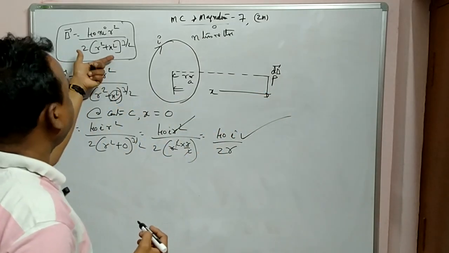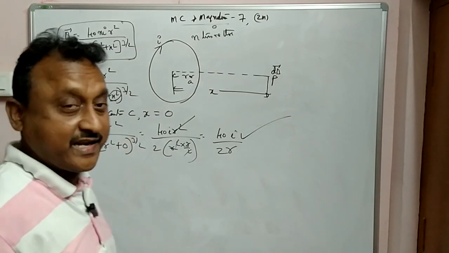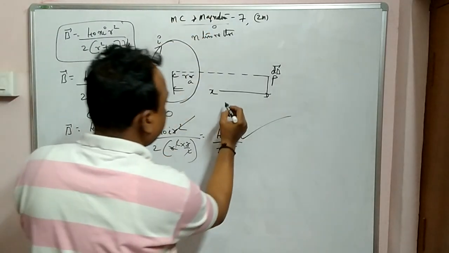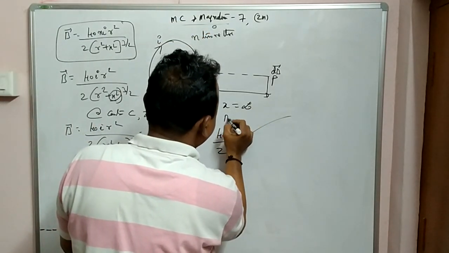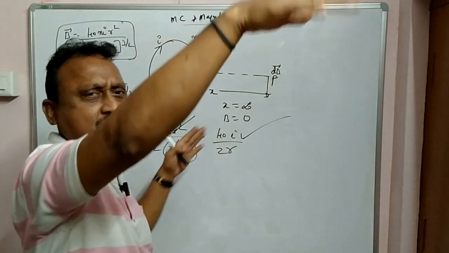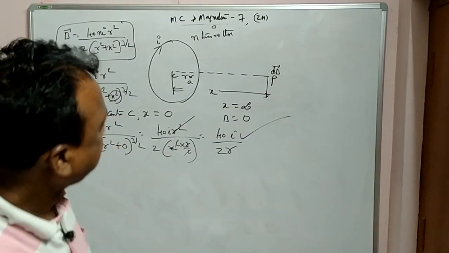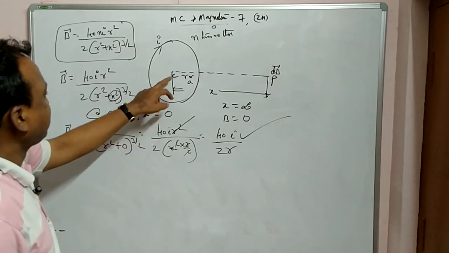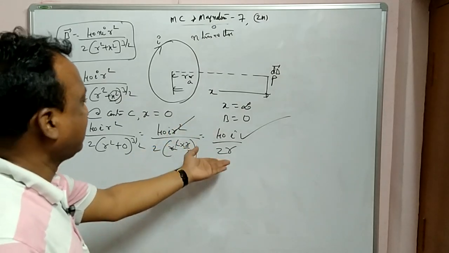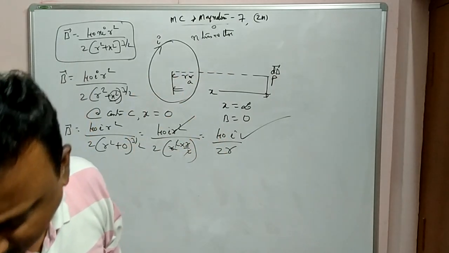At the general point P, for n turns, mu naught N I R square by 2 into R square plus x square power 3 by 2. Suppose x is going to infinity, very large, then B becomes 0. If x is at infinity, then B is almost 0. The distance has gone to infinity, so the B value decreases a lot and becomes 0, please. Okay? So this is how you have to understand. At the center C, when x is equal to 0, putting 0 gives us the circle, so the value is mu naught I by 2R. If x is equal to infinity, again B becomes 0. Clear?